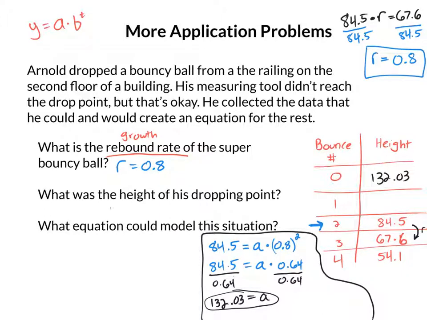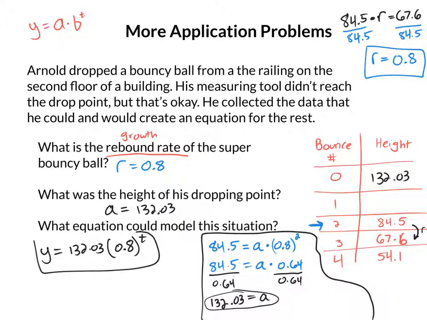We have our A, which is 132.03, and we can create an equation to figure out whatever bounce we want. Y equals our starting point, 132.03, times our rate, our B, 0.8 to the power of t, or the bounce number. There is our equation. Let's do another couple of problems because this was a lot of work to get there.